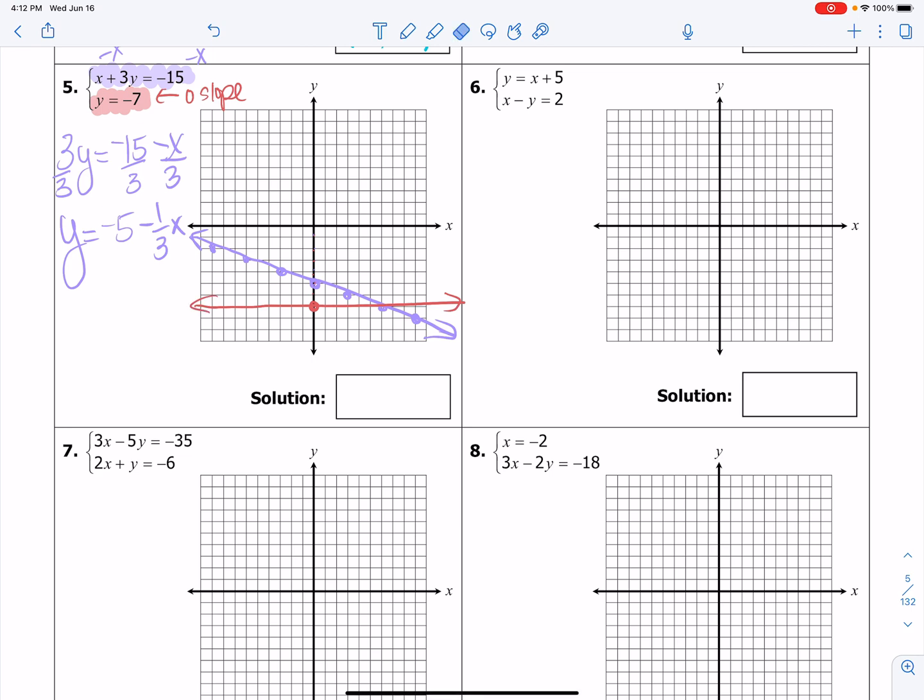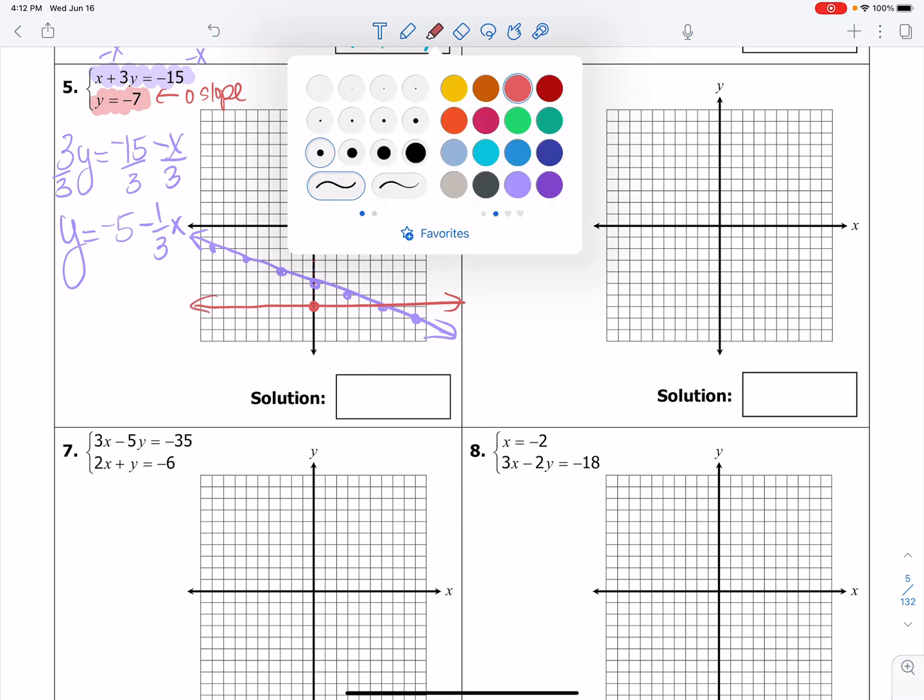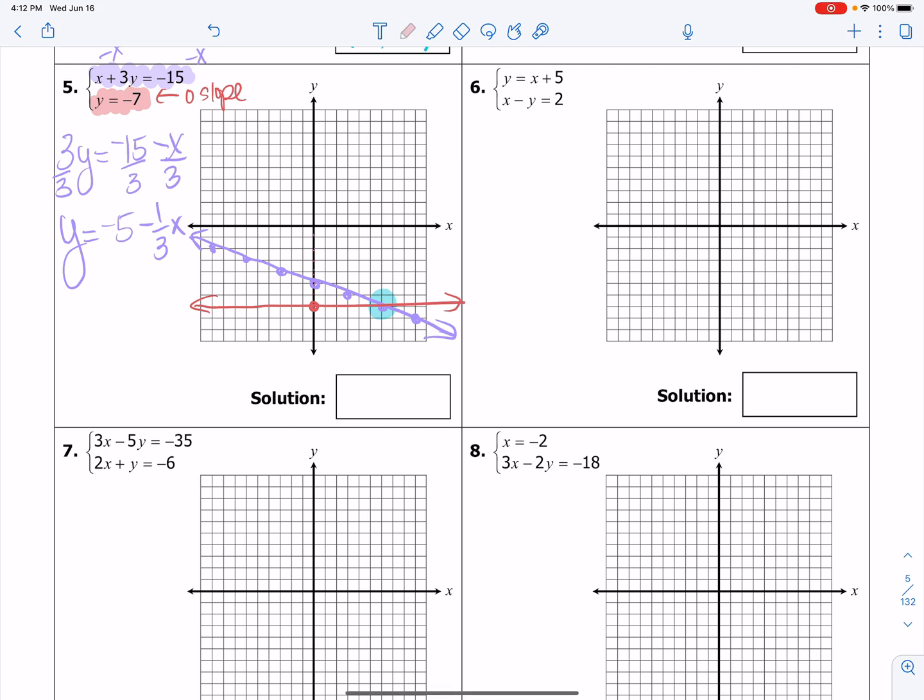So you can actually have things that do this. So if I see where they hit right now, I'm counting over 1, 2, 3, 4, 5, 6, down 1, 2, 3, 4, 5, 6, 7. So I'm counting over 6, down 7. Okay. All right, last one I would like to look at.